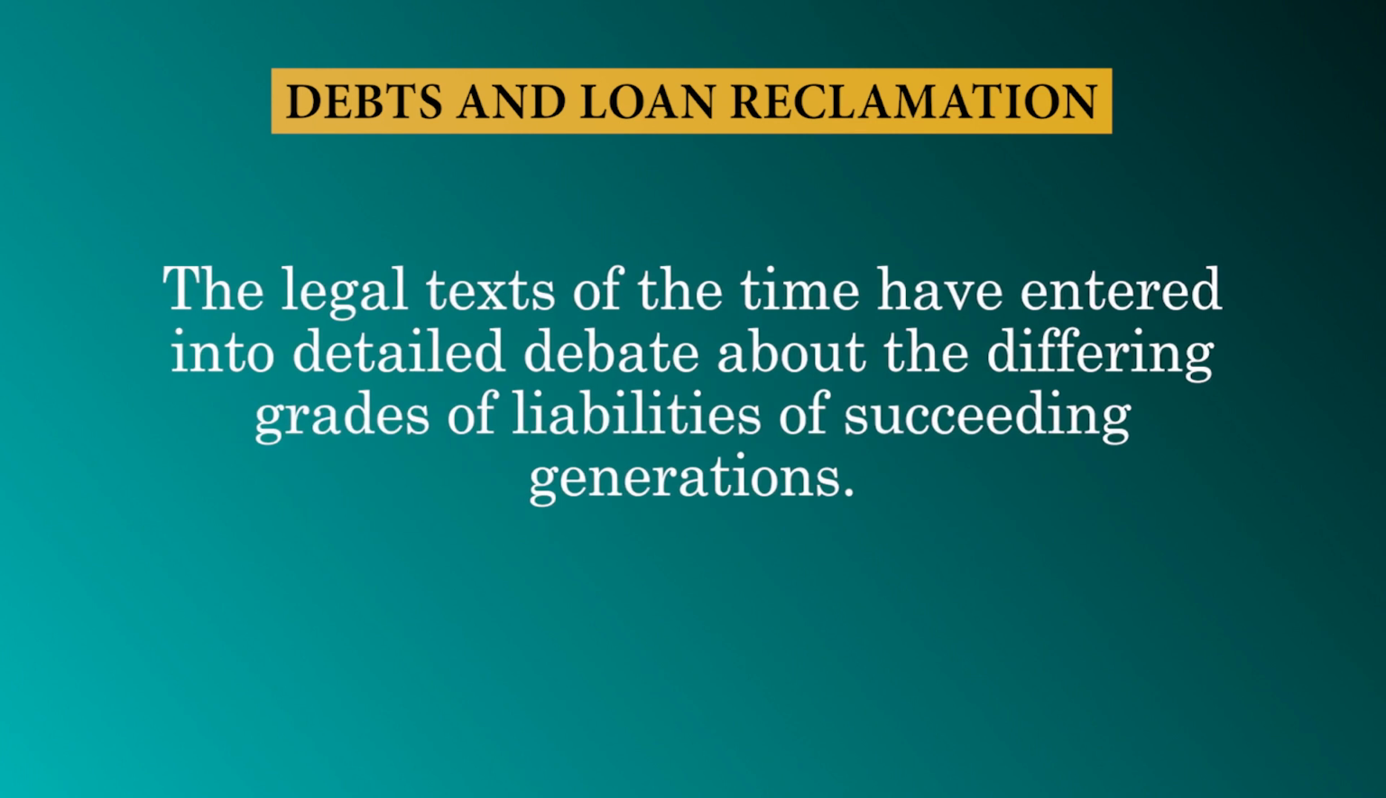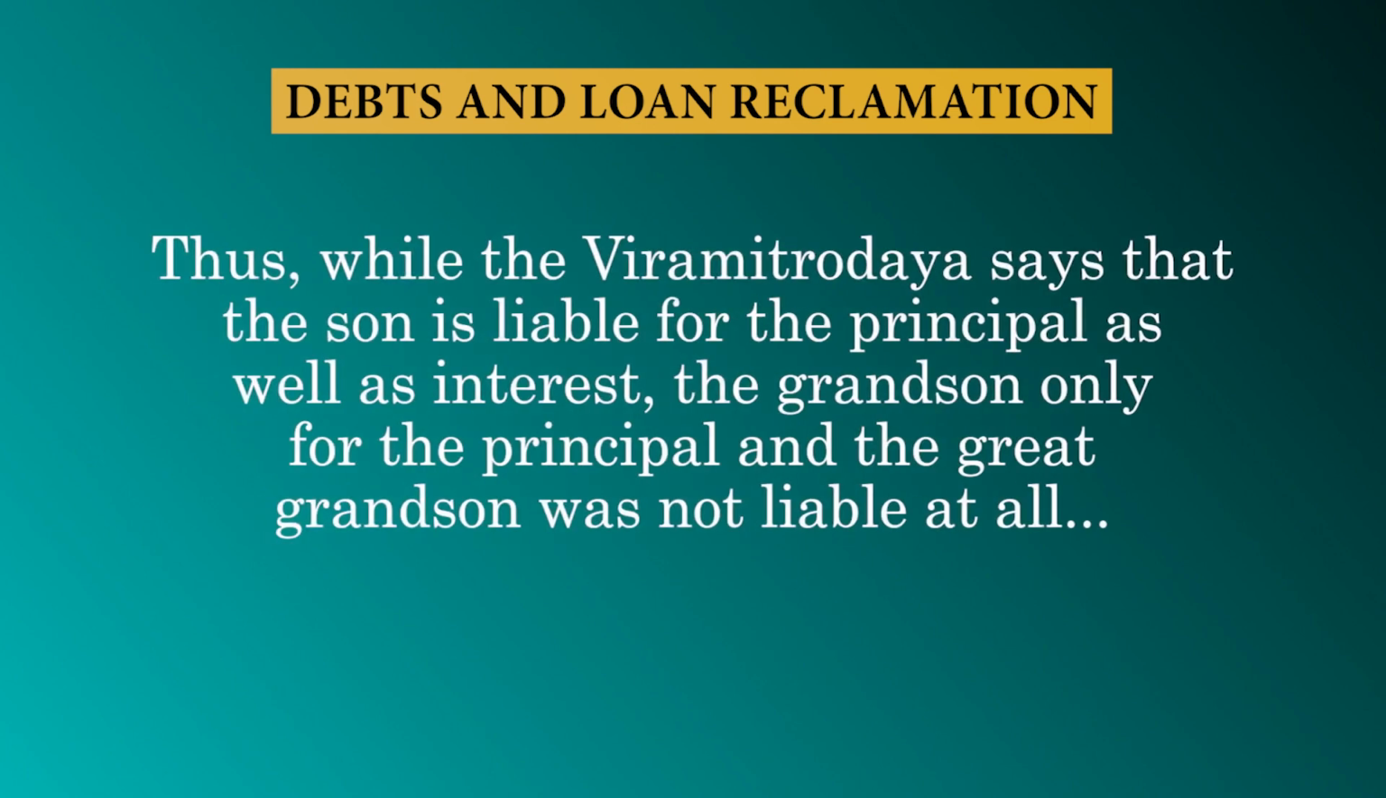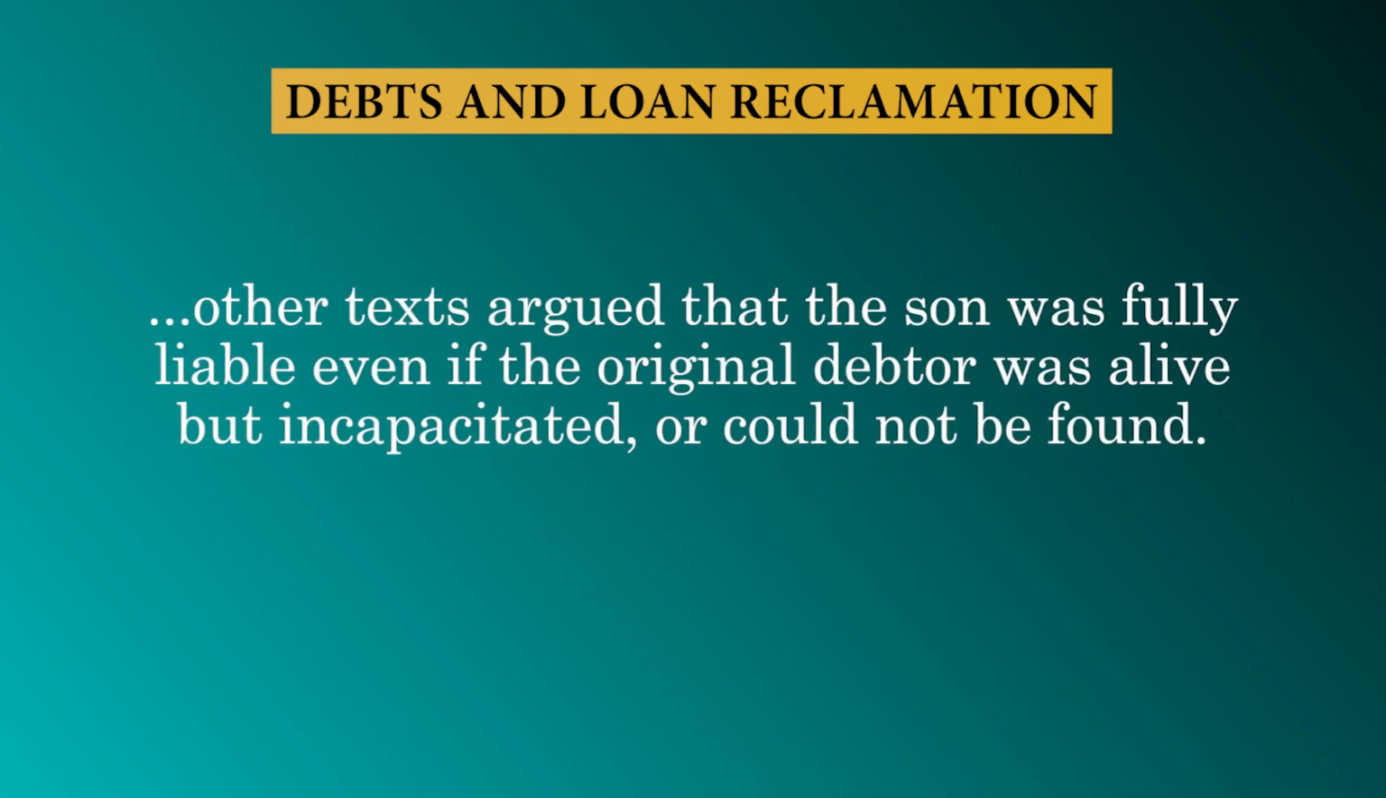The legal texts of the time have entered into detailed debate about the differing grades of liabilities of succeeding generations. Thus, while the Viramitrodaya says that the son is liable for the principal as well as the interest, the grandson is liable only for the principal, and the great-grandson bears no liability at all. But other texts have argued that the son was fully liable, even if the original debtor was alive but incapacitated or for some reason could not be located.